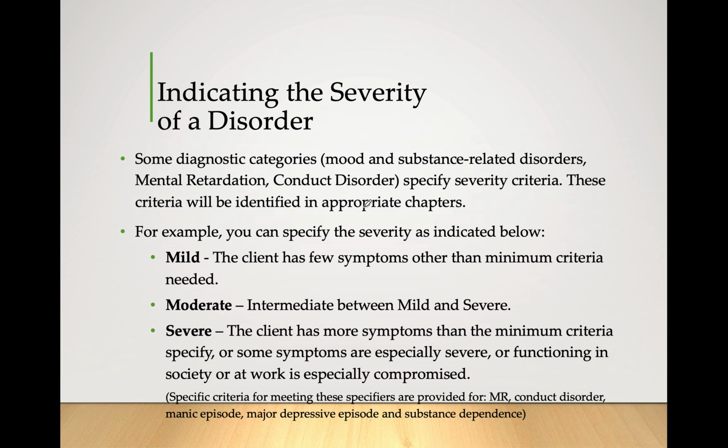You would say the person has a mild case if there are few symptoms other than the minimum. Severe if they have many, and then moderate is somewhere in between, which I know is not super helpful, but that's literally how they put it in the DSM: mild, they have a few symptoms. Severe, they have several symptoms. Moderate is somewhere between mild and severe.